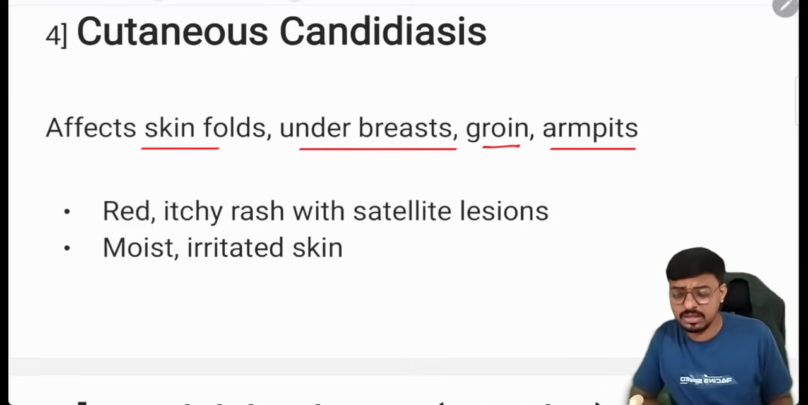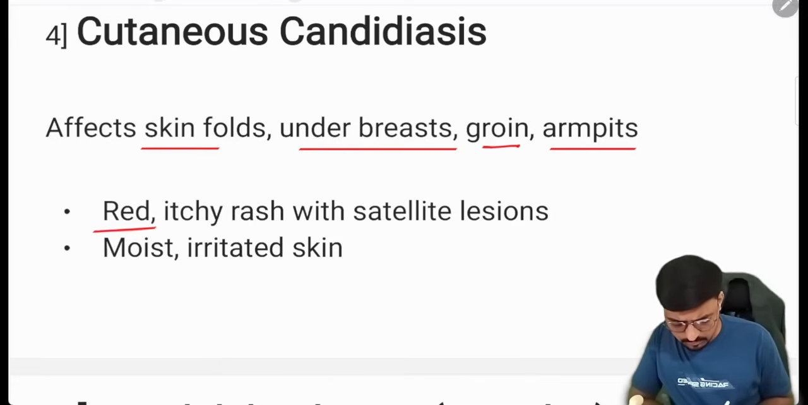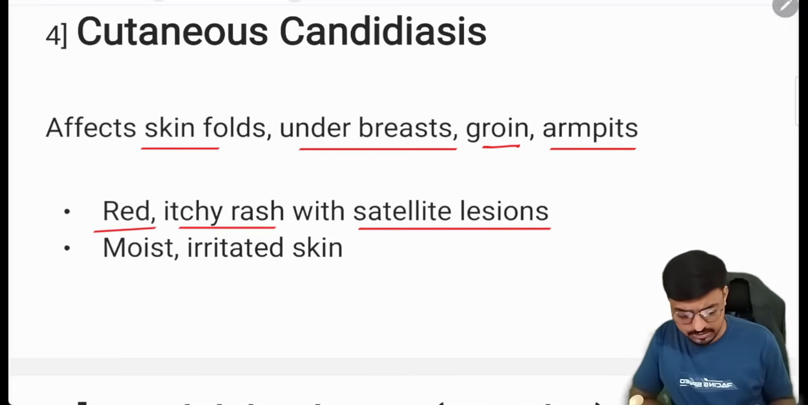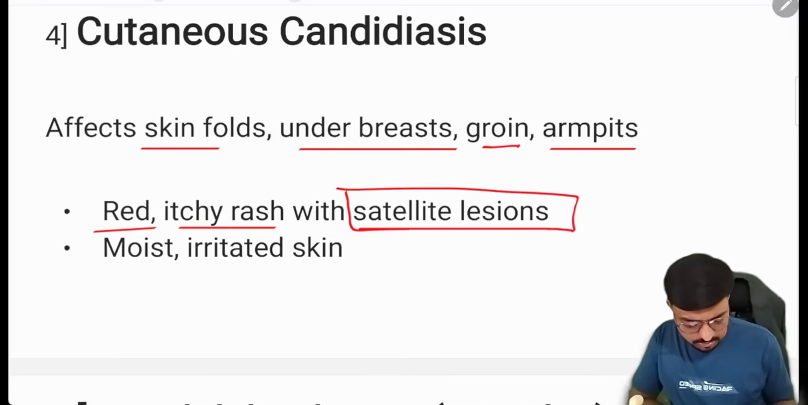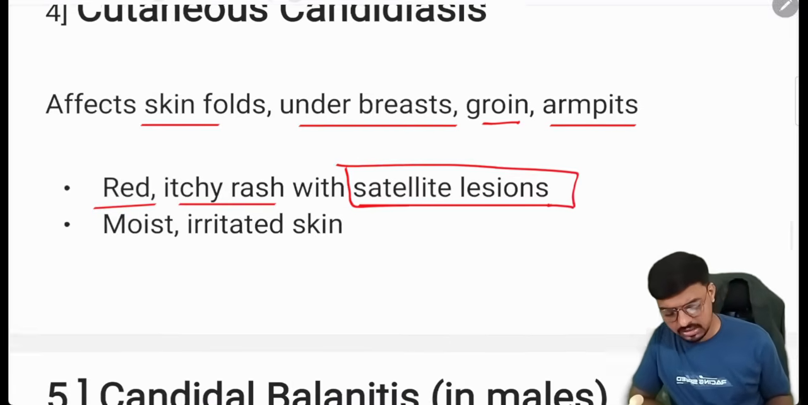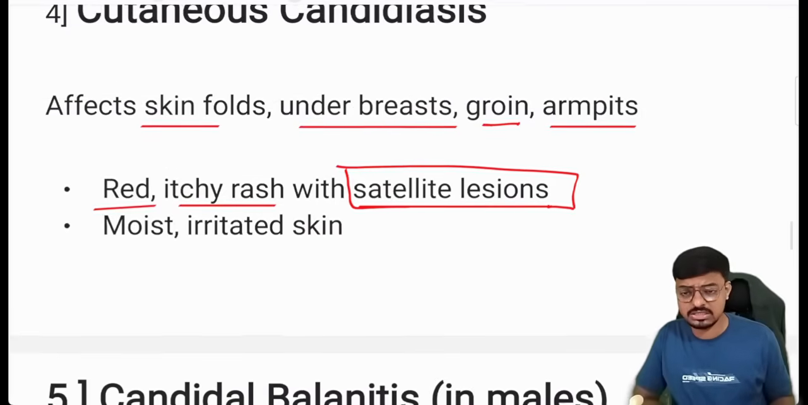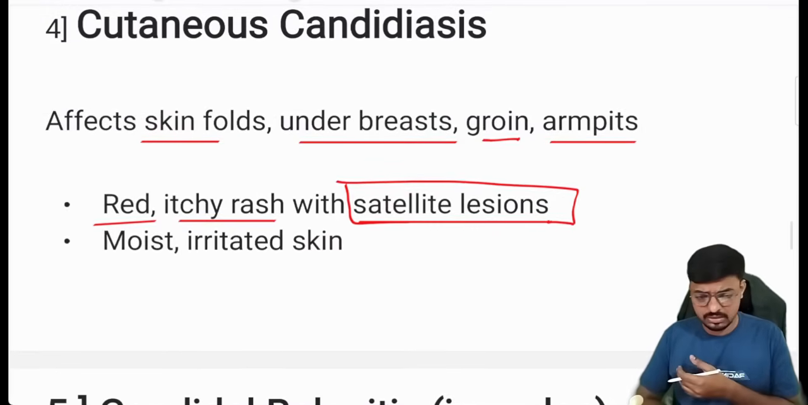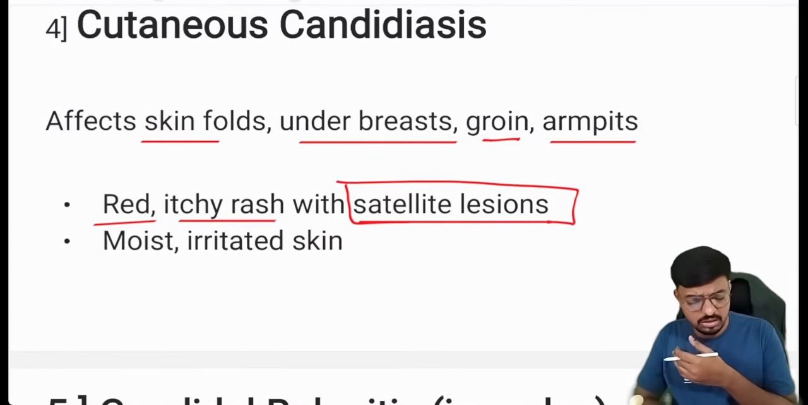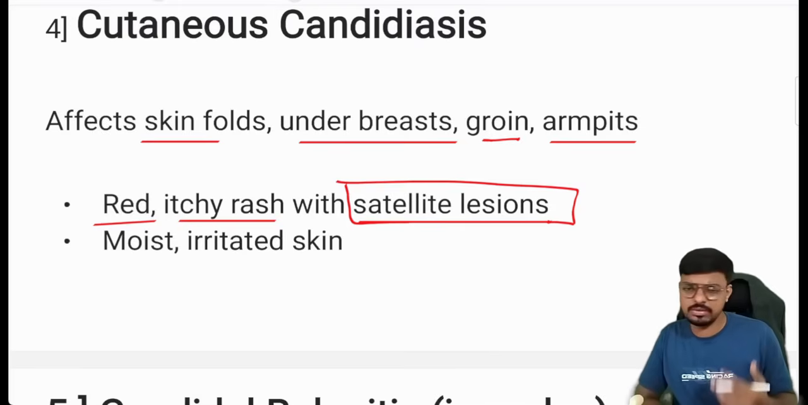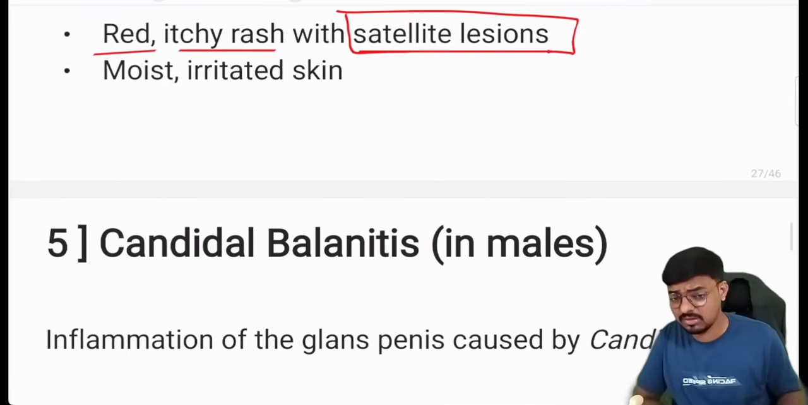The skin will look red, and skin itching will be there along with the rash, and we will see satellite lesions here. A very important thing: satellite lesions are seen in cutaneous candidiasis. The risk is highest where there is moist and irritated skin, like I told you, in the groin area, the armpit, and below the breast. Where there is moist skin, the risk of cutaneous candidiasis is high. That is a very basic thing we need to understand.